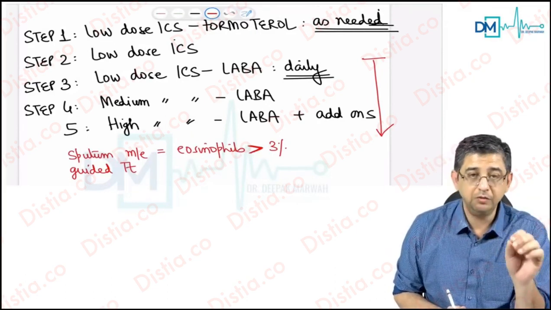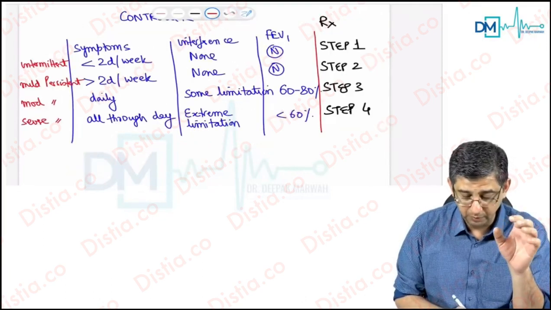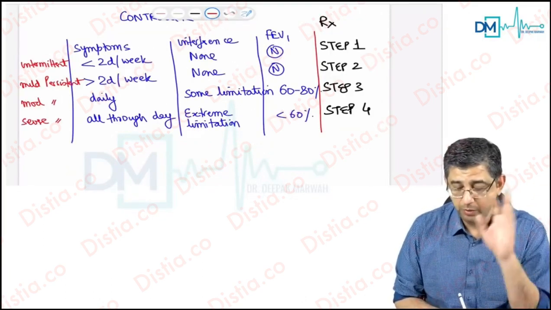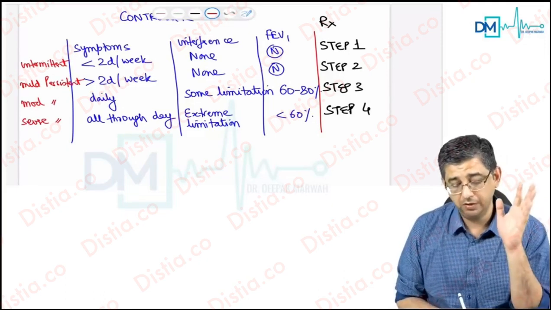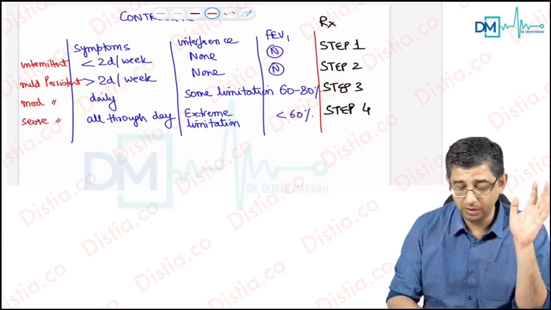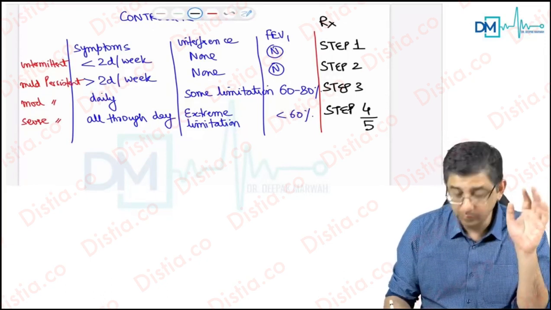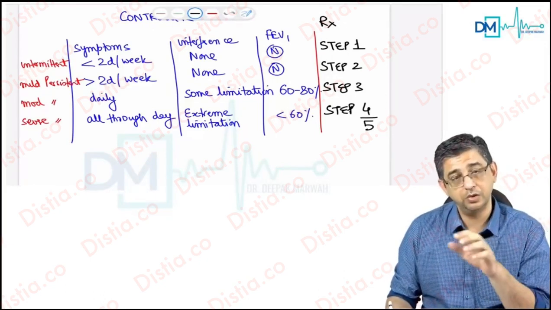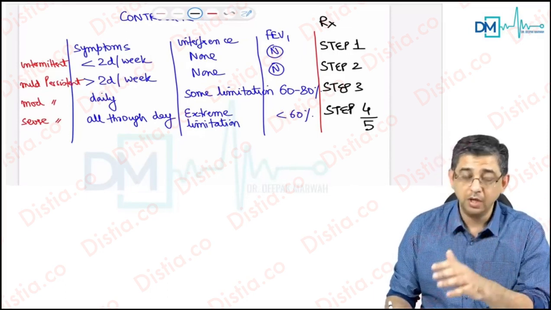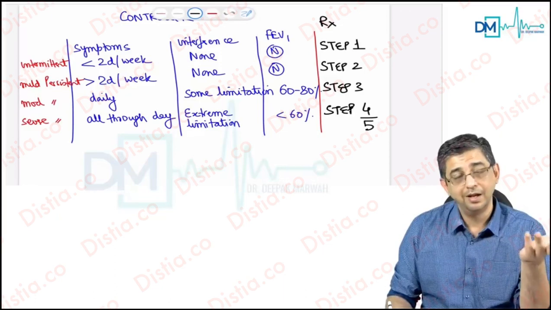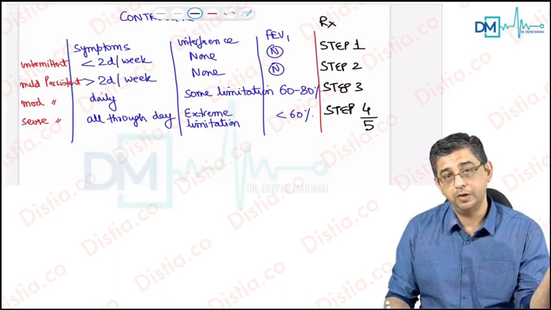Like initially, for any person, if we go back to the previous slide, if a person is having symptoms all through the day, extreme limitation of quality of life, and FEV1 is significantly reduced, I have decided to give step 4 to the patient. Now, before I upgrade to step 5, I will do a sputum microscopic examination and check the eosinophil count. If it is more than 3%, then I will upgrade to step 5. If it has gone down to 3% or lesser, then okay, I will continue with step 4 treatment only.